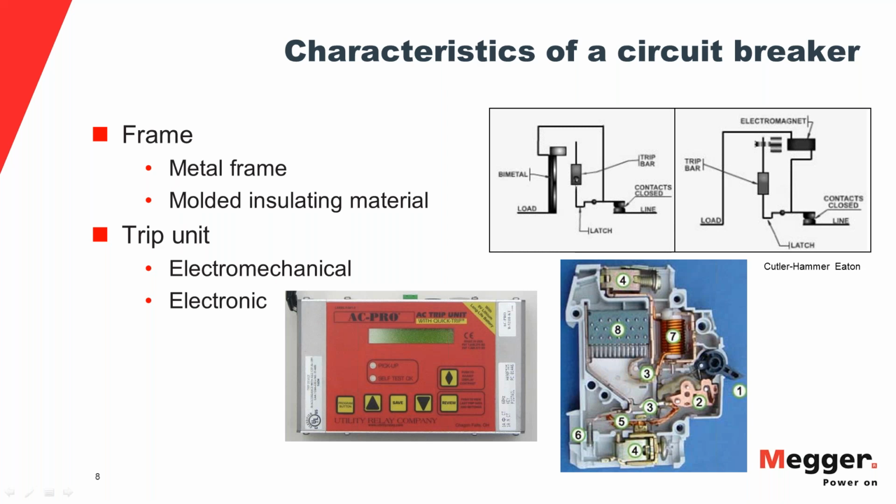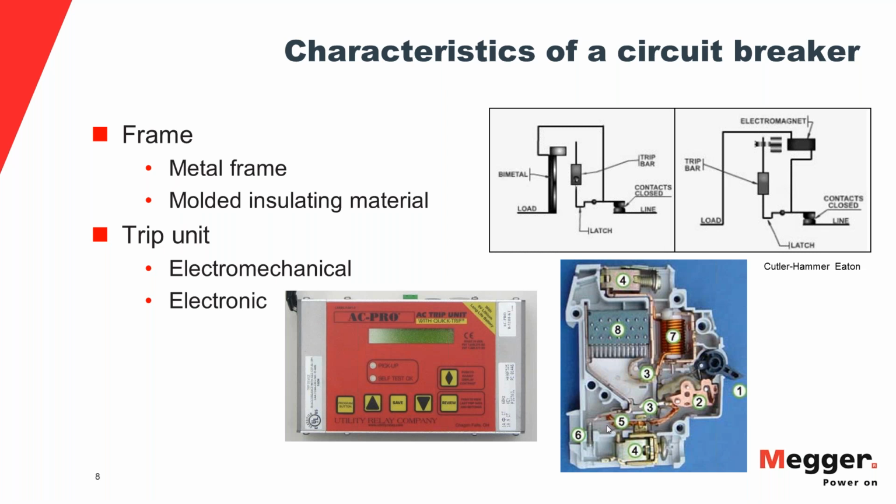The trip unit is the brain of a breaker. Trip units can be either electromechanical or electronic type. Electromechanical trip units work on the thermal magnetic principle. You have a diagram here showing how the thermal magnetic principle works. So if you follow the pointer on the screen, you'll see that on this diagram, there is a part marked by the number 5. That's the trip bar. That's the bimetallic strip. And the part number 7 is the electromagnet.